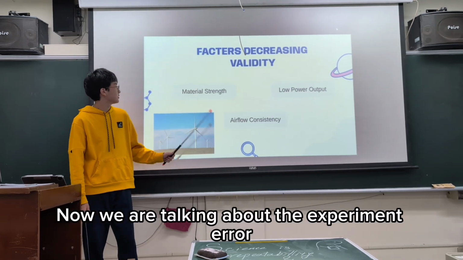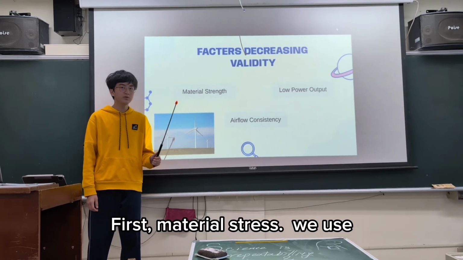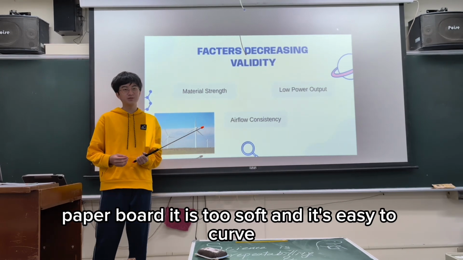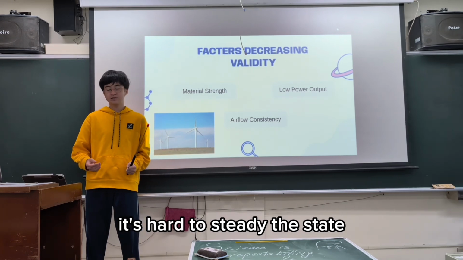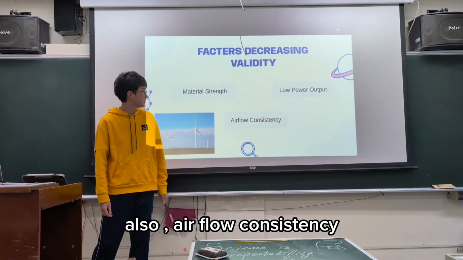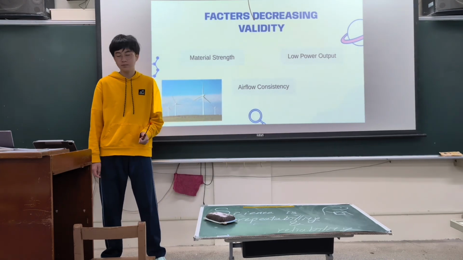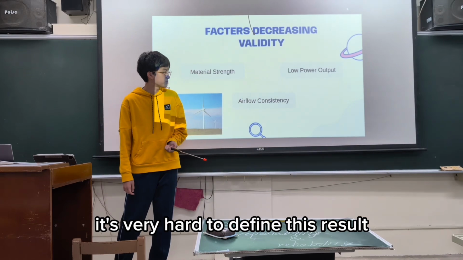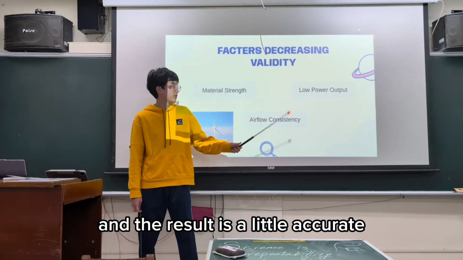No experiment is perfect. So now we are talking about the experiment errors. First, material strength. The paper board is too soft and easy to curve, so it's hard to reach a steady state. Also, airflow consistency. The power output is low, because we're using milliwatts, and a milliwatt is a tiny unit. It's very hard to define this result, and the result is a little inaccurate.